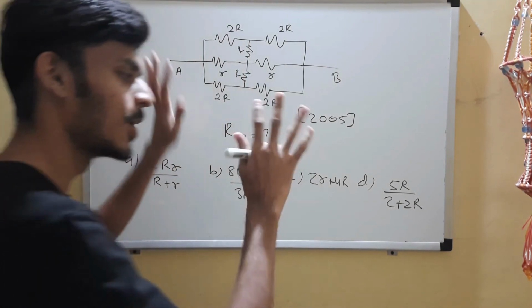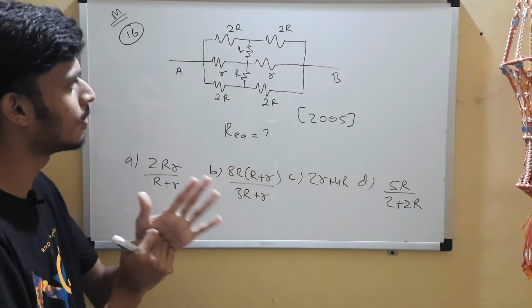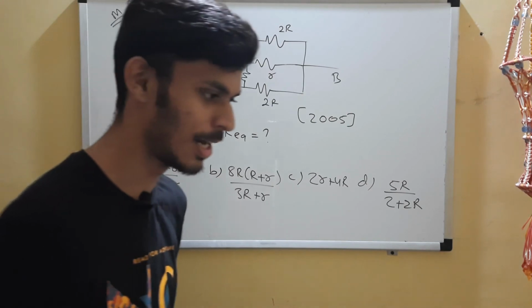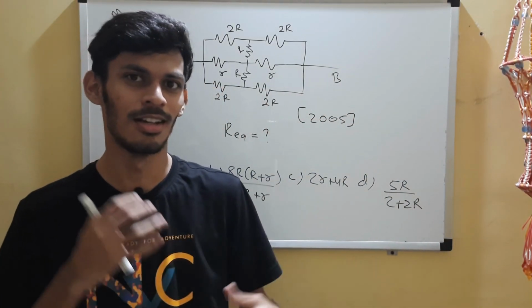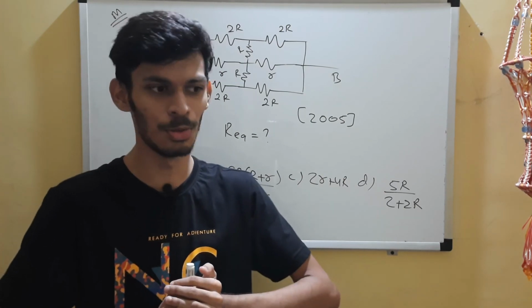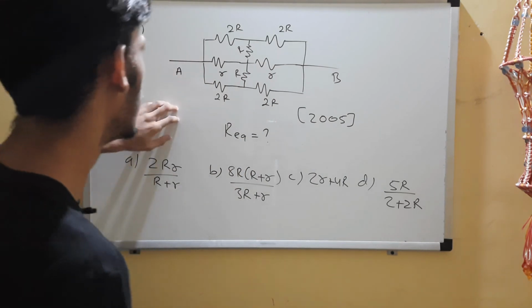Also, this question can be done by mirror symmetry, as well as folding symmetry. But anyways, since you are a BITSAT student, I won't insist you go through those methods. So anyways, we'll do it by the Wheatstone method.